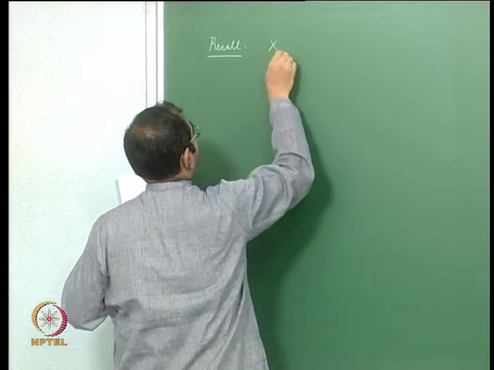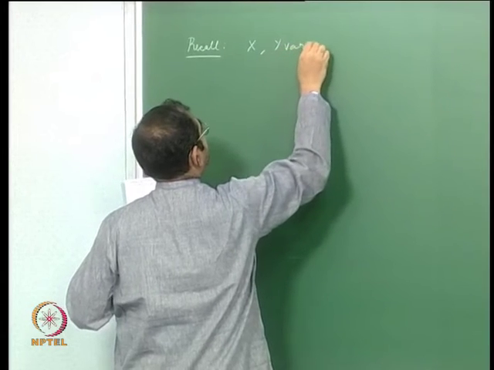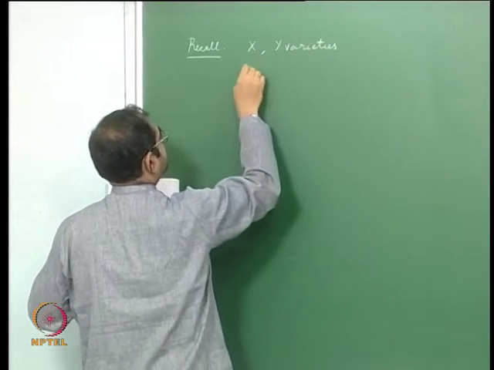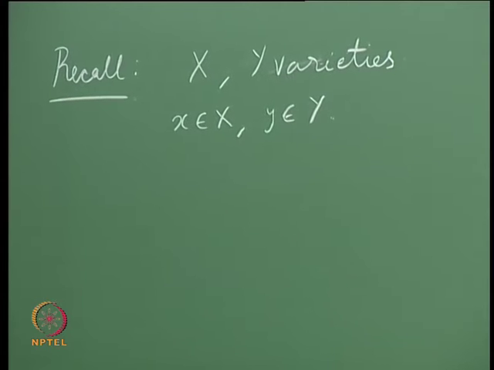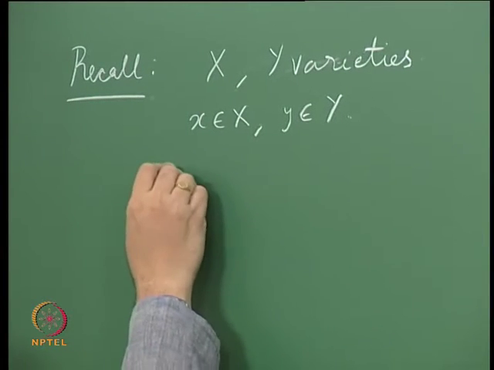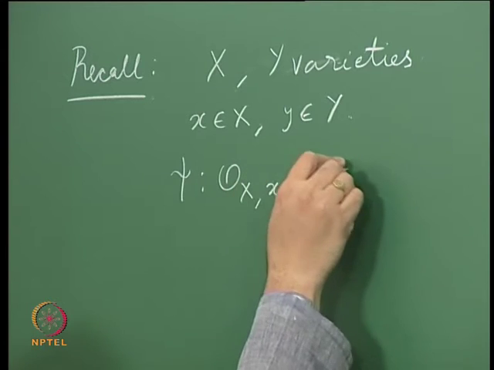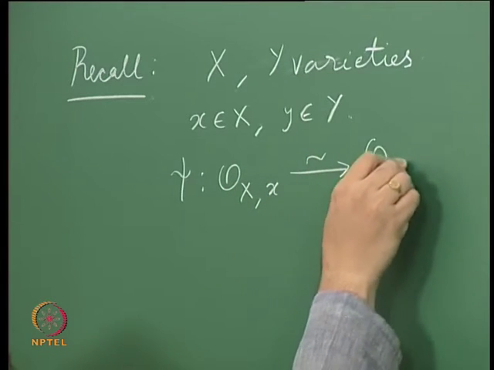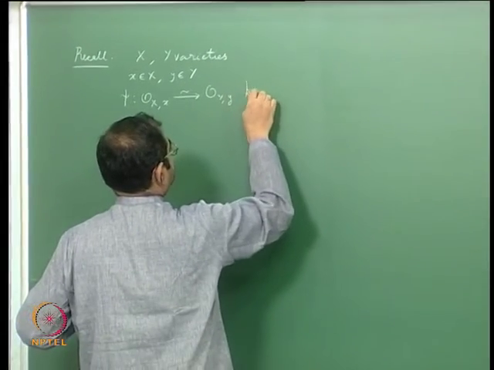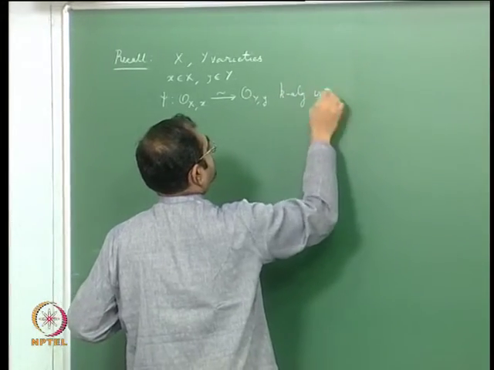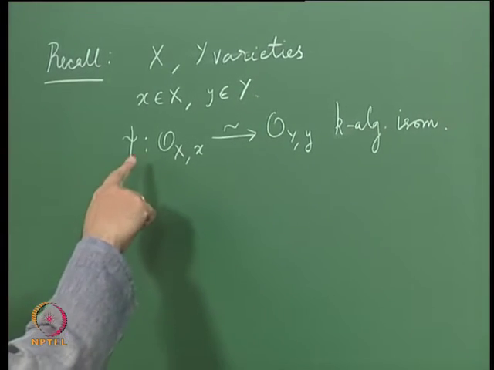we had X and Y varieties, and you had small x in capital X, small y in capital Y, and you had psi from the local ring of capital X at small x to the local ring of capital Y at small y. You had an isomorphism, a K-algebra isomorphism.